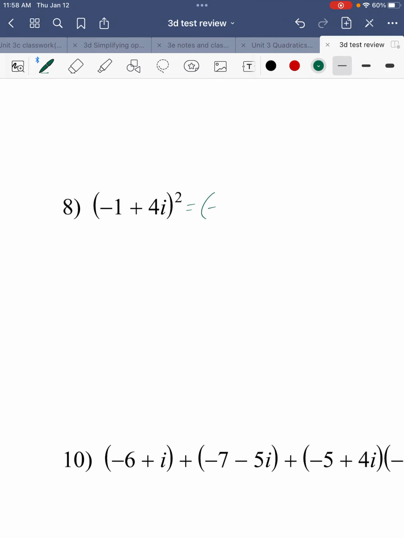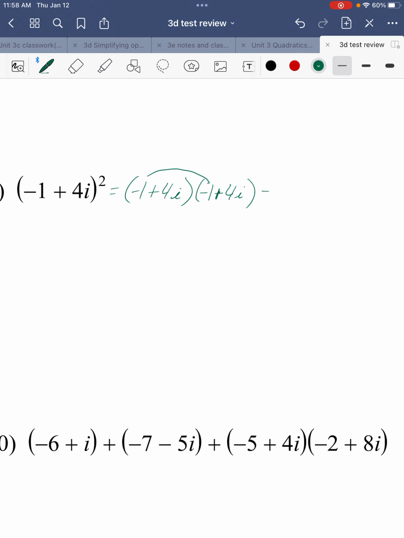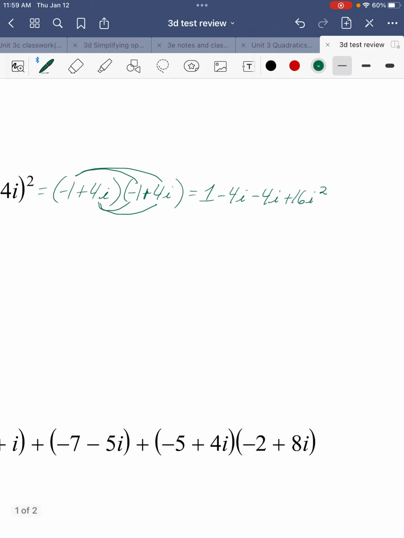Number 8. So we have a binomial squared. So let's extrapolate this out. It's negative 1 plus 4i. Square means the base times itself, so times negative 1 plus 4i. And let's distribute. Negative 1 times negative 1 is 1. Negative 1 times 4i is a negative 4i. 4i times negative 1 is a negative 4i. And 4i times 4i is 16i squared.